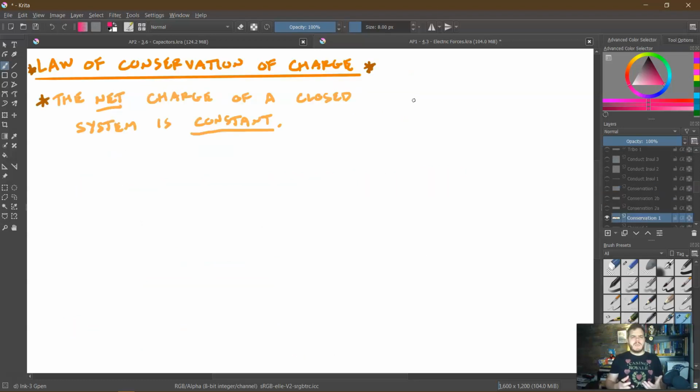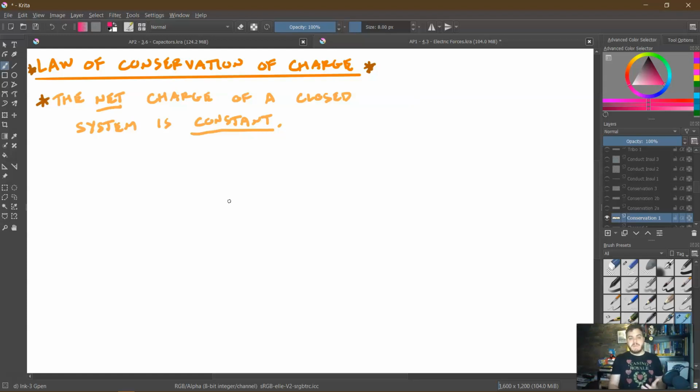And before we start talking about how charge can go from place to place, it's really important to consider this very, very key idea that there's something known as the law of conservation of charge, which is that the net charge of a closed system is constant.